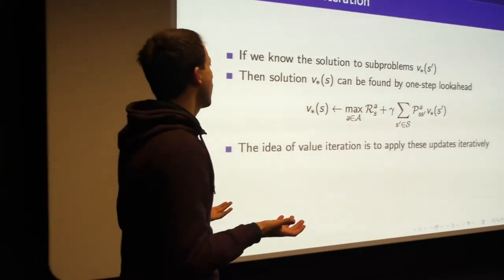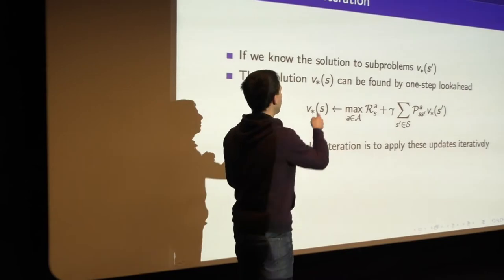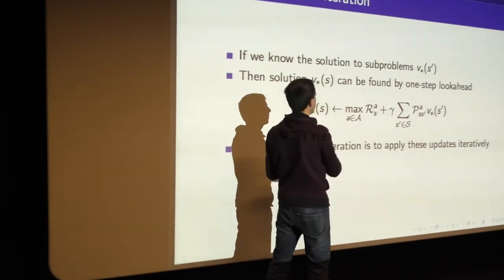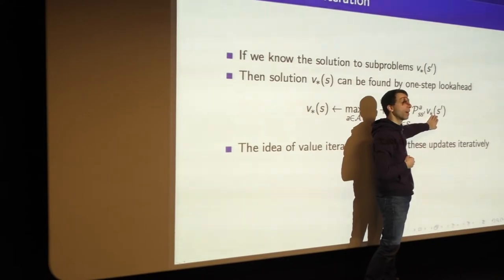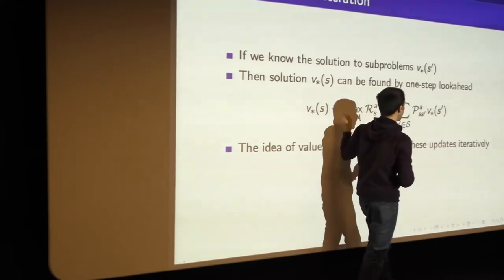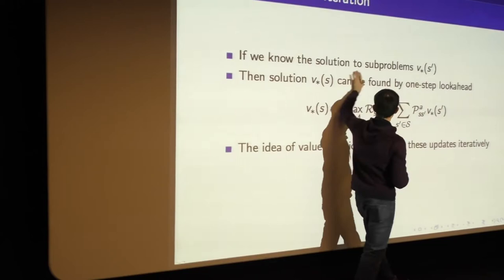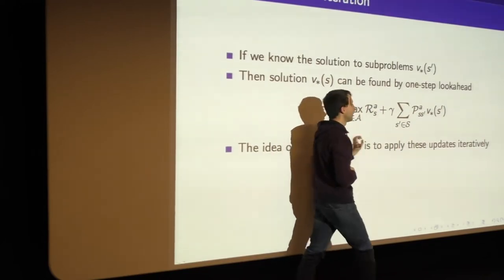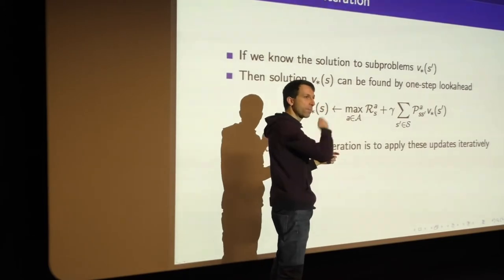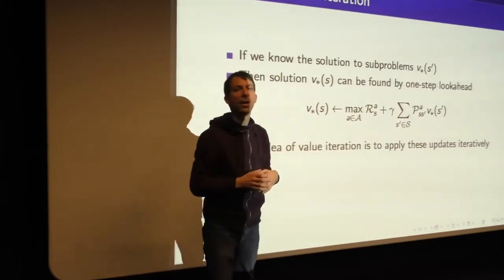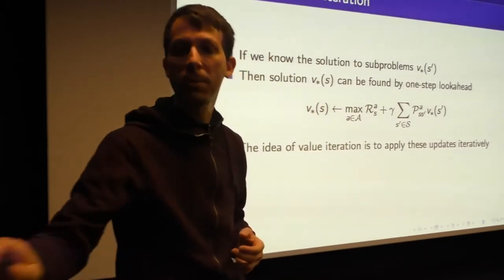The idea of value iteration is just to apply this update again and again and again. So instead of someone telling us the optimal solution from S prime, we're going to find this iteratively by starting with an arbitrary value, backing this up to give us a new value function, plugging in that new value function, backing that up to give us a better value function, and so on. We're going to just iterate this process. And again, we're going to see that this converges on the optimal value function.